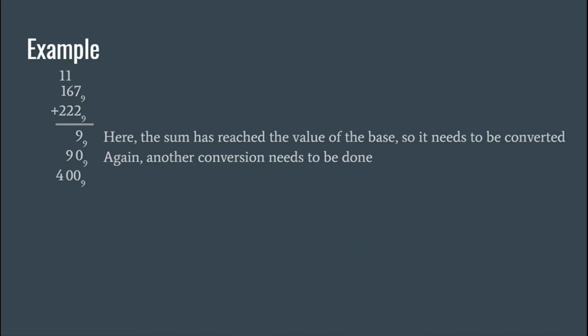Okay, so that's the most confusing part about adding in different bases: when you reach your base, or it goes past your base, you have to convert that sum into a number in that base. So, for example, for this one, we hit 9. So 9 in base 9 is 1, 0.